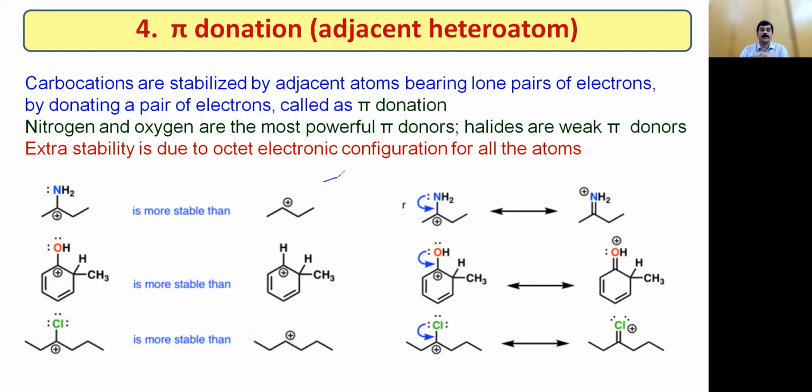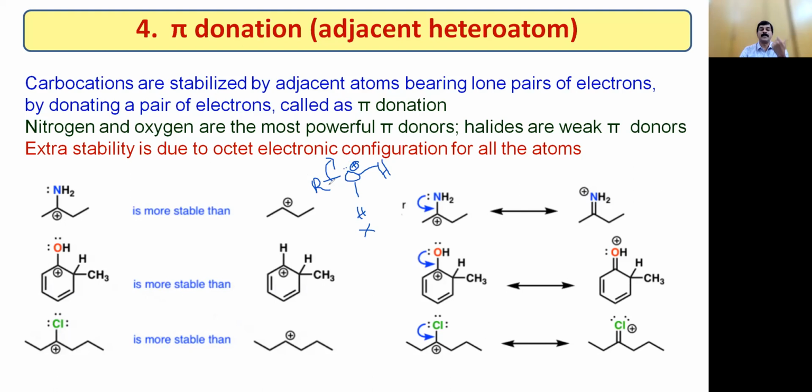Suppose you take this, which also has a positive charge. This is not stable. That is, singly bonded oxygen with a positive charge is not stable. That's the reason why this will undergo elimination.